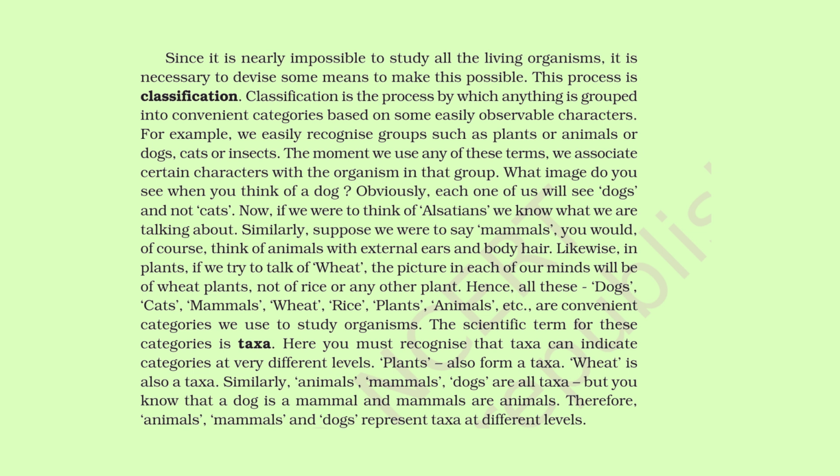Hence, all these dogs, cats, mammals, wheat, rice, plants, animals, etc. are convenient categories we use to study organisms. The scientific term for these categories is taxa. Here, you must recognize that taxa can indicate categories at very different levels. Plants also form a taxa. Wheat is also a taxa. Similarly, animals, mammals, dogs are all taxa. But you know that a dog is a mammal and mammals are animals. Therefore, animals, mammals, and dogs represent taxa at different levels.